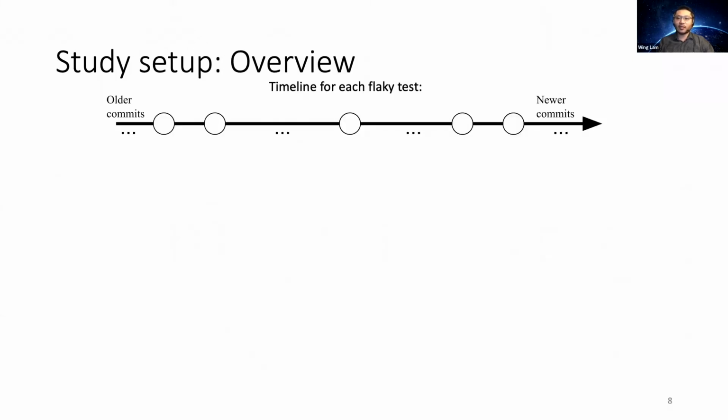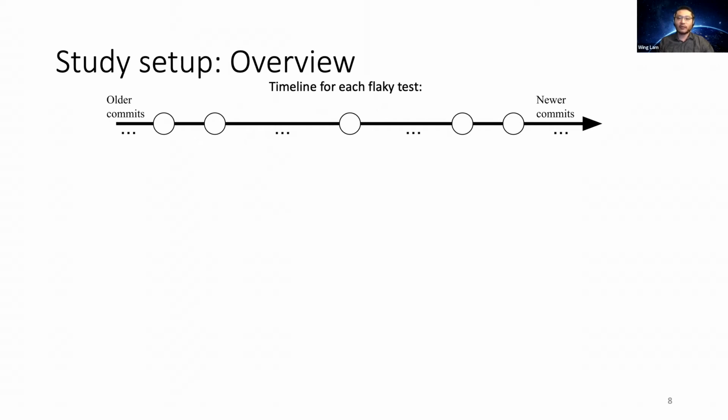Before I dive into the results of my study, let's first understand how we set up the study. So imagine we have the following timeline for the project of each flaky test. On the left-hand side here, we have the old commits of a project. And on the right-hand side, we have the newer commits of the project.